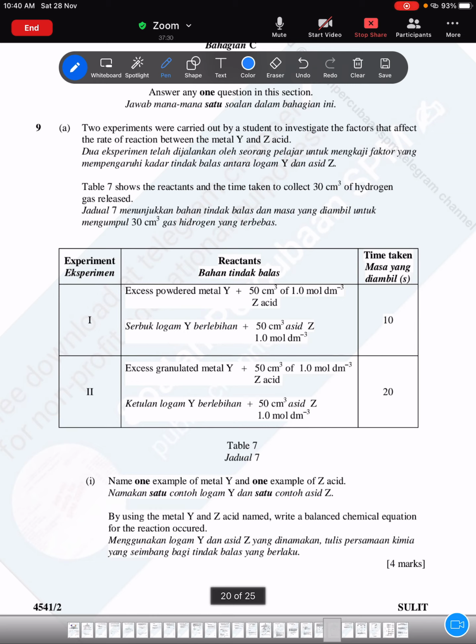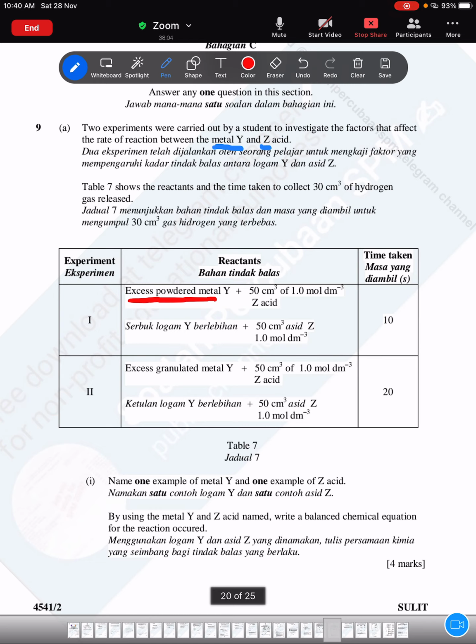So now you look at the question. You have a factor that affects the rate of reaction between metal Y and Z acid. Apa ni acid? Oh, okay, I understand. Okay, now you look at the question. You have number one. You use this one in excess.